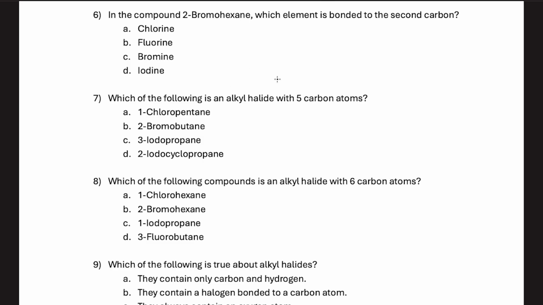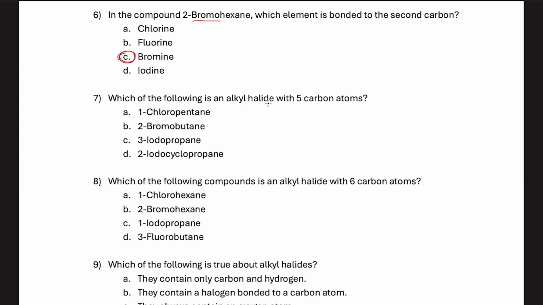Now, again, I know this is a nomenclature type question, and you guys haven't really done nomenclature yet, but by critically thinking and seeing this bromo, you should be able to understand that we have a bromine bonded to the second carbon. And that's where the second carbon comes from.